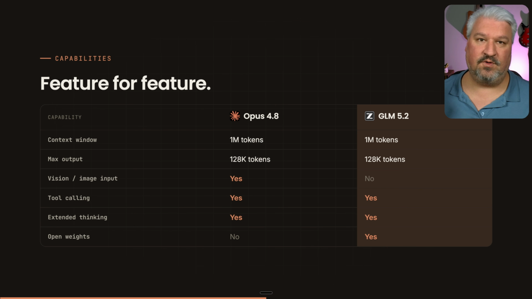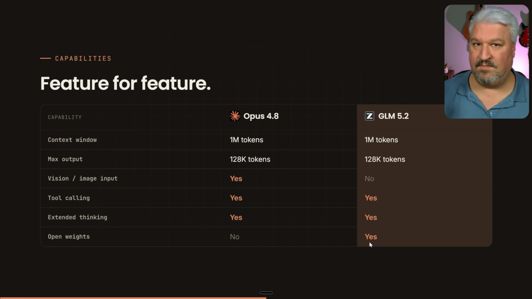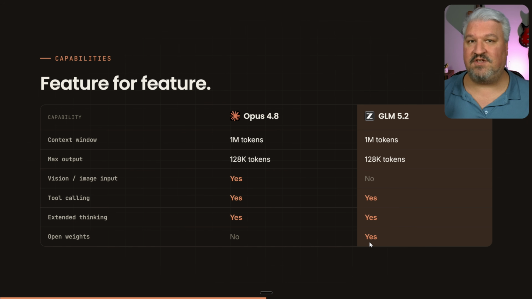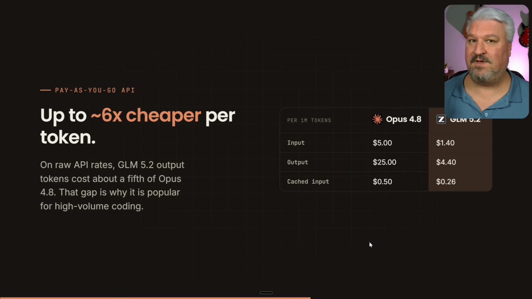They both support tool calling, extended reasoning, and here's a big difference. GLM 5.2 is an open weight model. This means if you've got the infrastructure to do so, you can actually run this model on your own hardware. Another major difference is that these GLM models are a lot cheaper than the Claude models, about 6 times cheaper just based on the API rates.